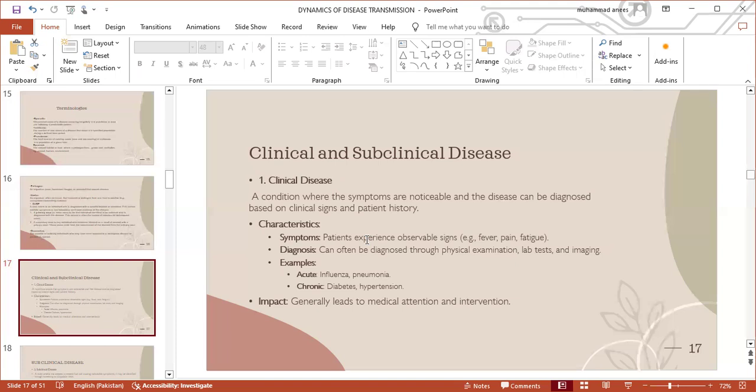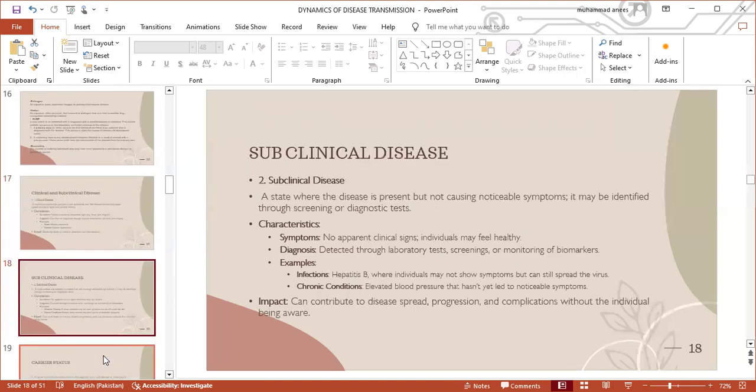Examples include acute and chronic stages of clinical diseases. Acute: influenza and pneumonia, and in case of chronic, there are diabetes and hypertension. The impact of a clinical disease is that it generally leads to medical attention and intervention.